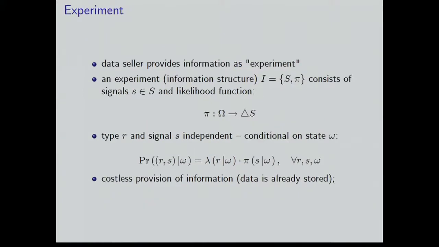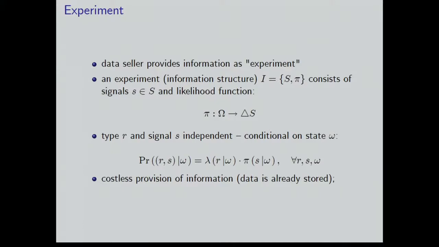Okay. And the additional information that he can provide has precisely the same structure as the initial signal, in the sense that an experiment, so that's the formal definition that we're going to adopt here, an experiment which consists of a signal space, capital S, and a likelihood function pi, is simply a mapping that generates, as a function of the true state, a probability distribution over the signals. And we're going to assume that the generation of the type and the information structure is conditionally independent, so that the joint distribution basically is just a product of the marginals.